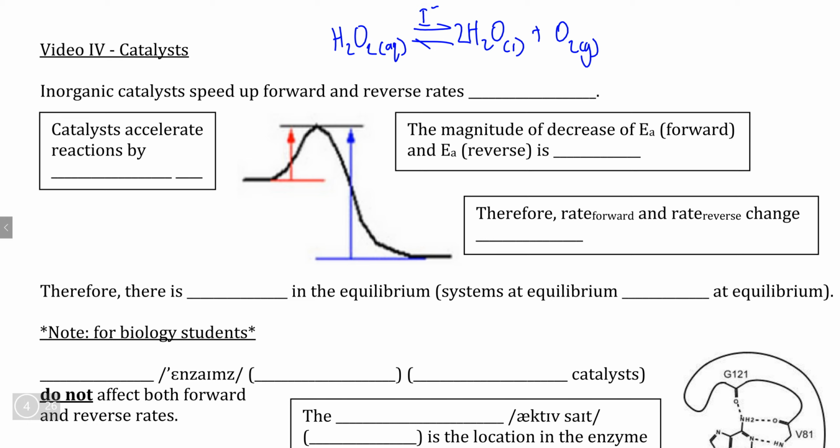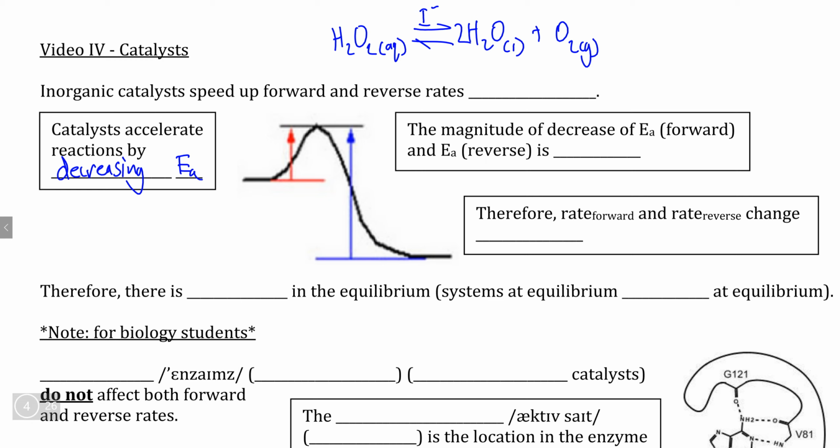Now remember that catalysts don't change the concentration of any of the reactants, and we're not changing the kinetic energy of any of the reactants the way we would if we changed temperature. Instead, catalysts such as iodide in this reaction work by decreasing the activation energy of the reaction, which makes it easier to form the activated complex.